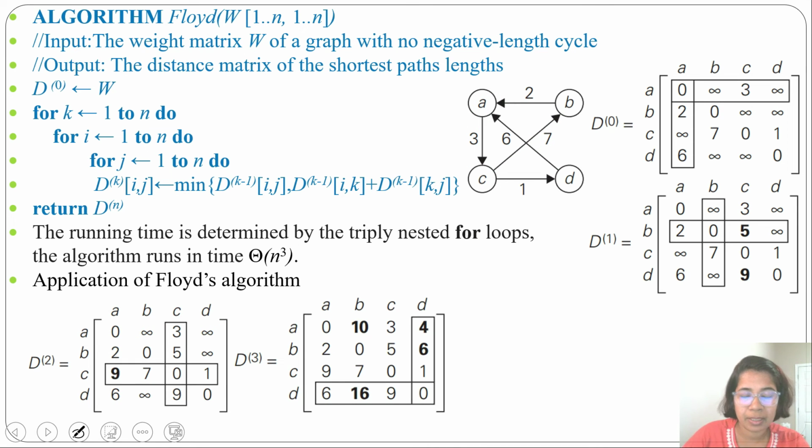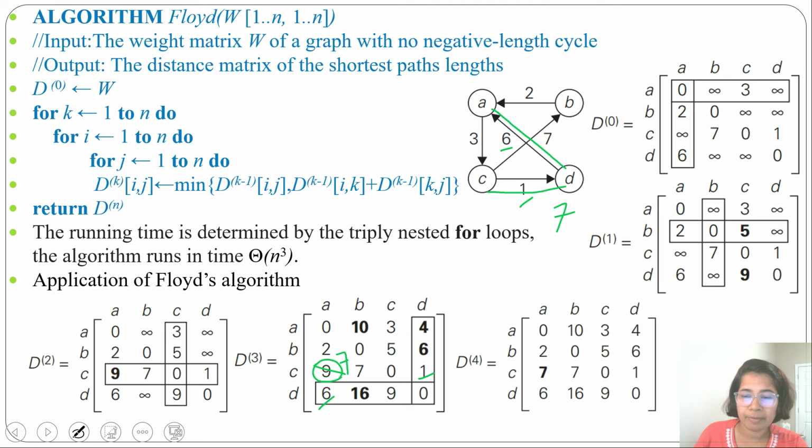We found D3. Next, we will find D4. For D4, we will mark the fourth row and fourth column. We are checking whether there is any path via D. There is a path from C to A via D: C to D, then D to A. So it is 1 plus 6, which is 7. C to A cost was 9; now it will be 7. There is no other path via D, so just the C to A value will change, it will be 7. In this graph there are 4 vertices, so n equals 4.